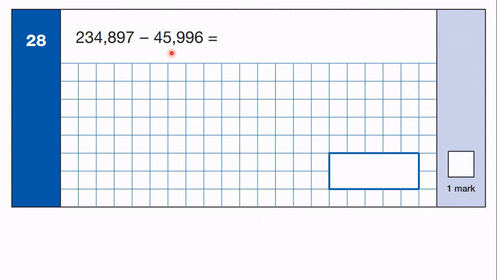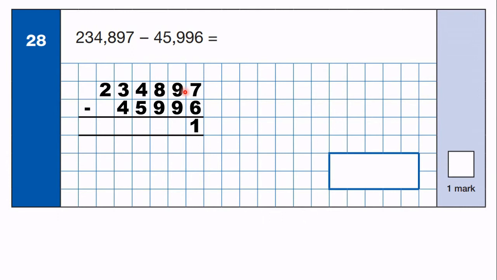Question 28. 234,897 minus 45,996. We can set this out as a column subtraction. 7 minus 6 is 1. 9 minus 9 is 0. We can't do 8 minus 9, so we exchange. 18 minus 9 is 9. We can't do 3 minus 5, so we exchange. And 13 minus 5 is 8. And 22 minus 4 is 18. So our answer is 188,901.